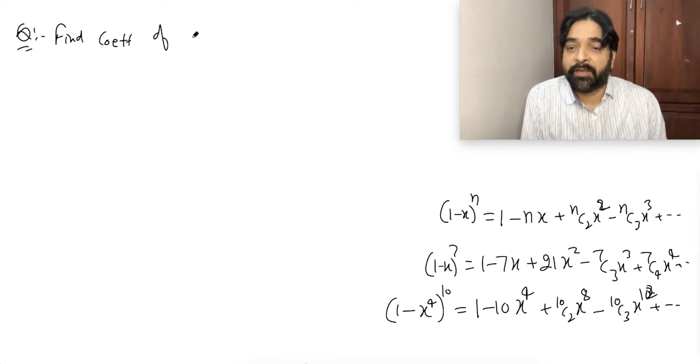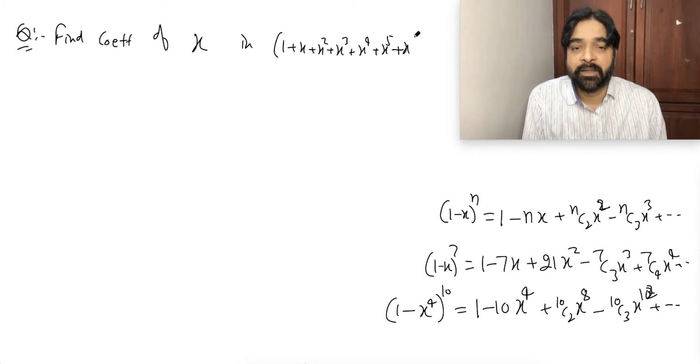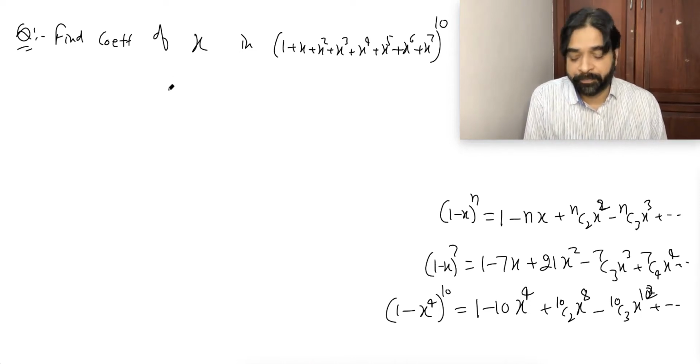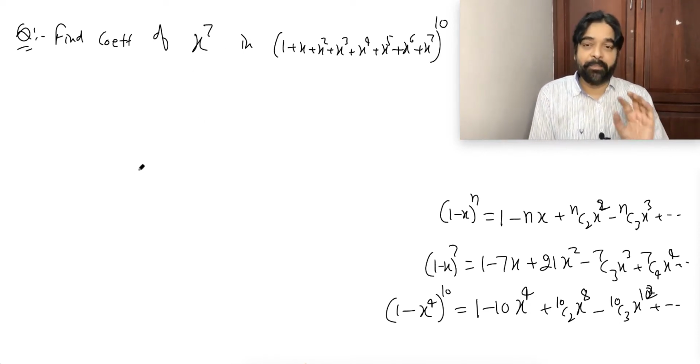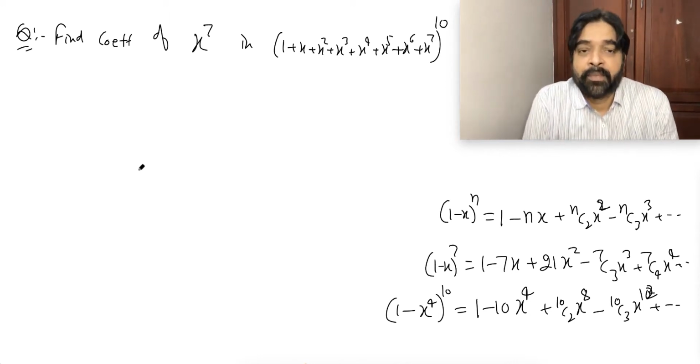So, find the coefficient of, suppose if I ask you a simple question, x power something, I will not tell right now, in 1 plus x plus x square plus x cube plus x power 4 plus x power 5 plus x power 6 plus x power 7, whole power 10. I want the coefficient of, wait, let me think over the question, x power 7. Get it? I just made it a little bit simple so that you give the correct answer and become energetic. All of you are dying already.